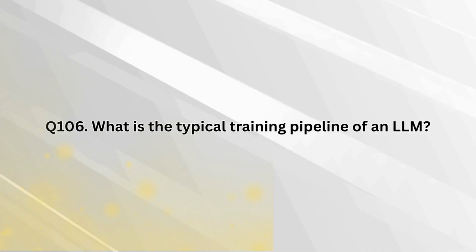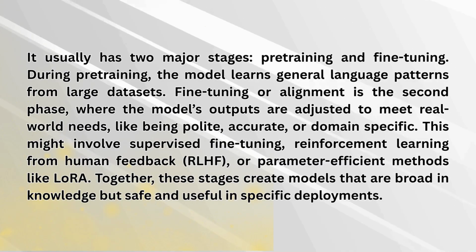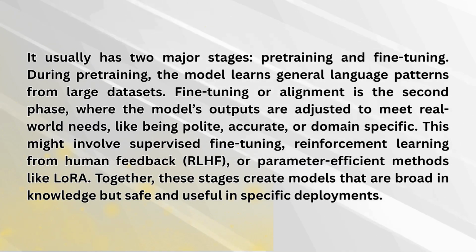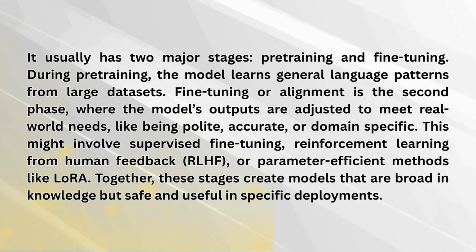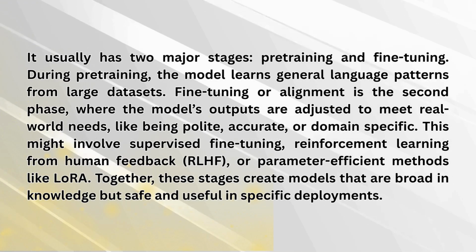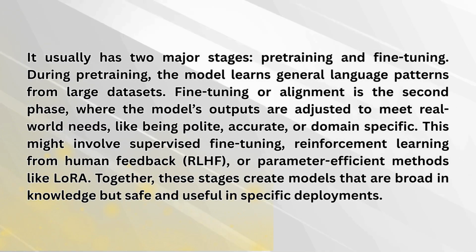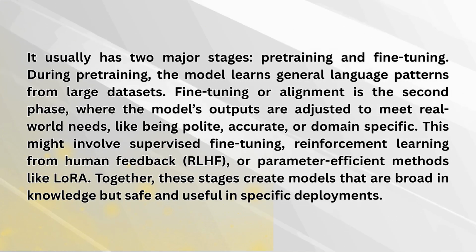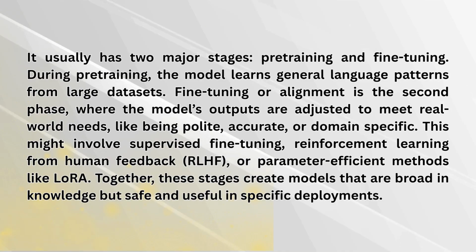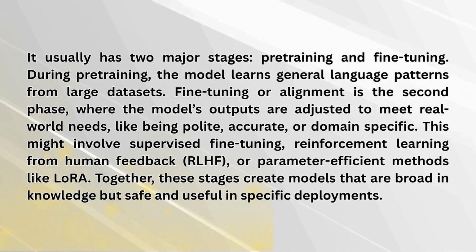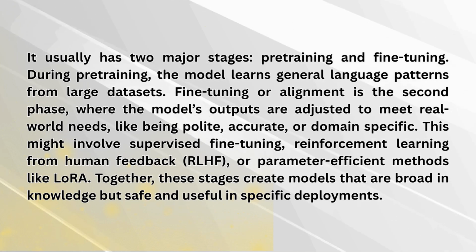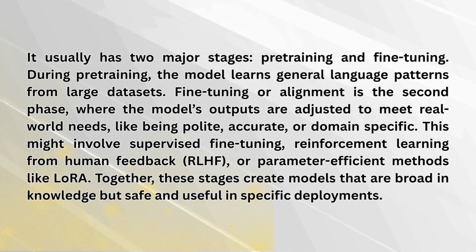What is the typical training pipeline of an LLM? It usually has two major stages: pre-training and fine-tuning. During pre-training, the model learns general language patterns from large datasets. Fine-tuning, or alignment, is the second phase, where the model's outputs are adjusted to meet real-world needs, like being polite, accurate, or domain-specific. This might involve supervised fine-tuning, reinforcement learning from human feedback, RLHF, or parameter-efficient methods like LoRA. Together, these stages create models that are broad in knowledge but safe and useful in specific deployments.